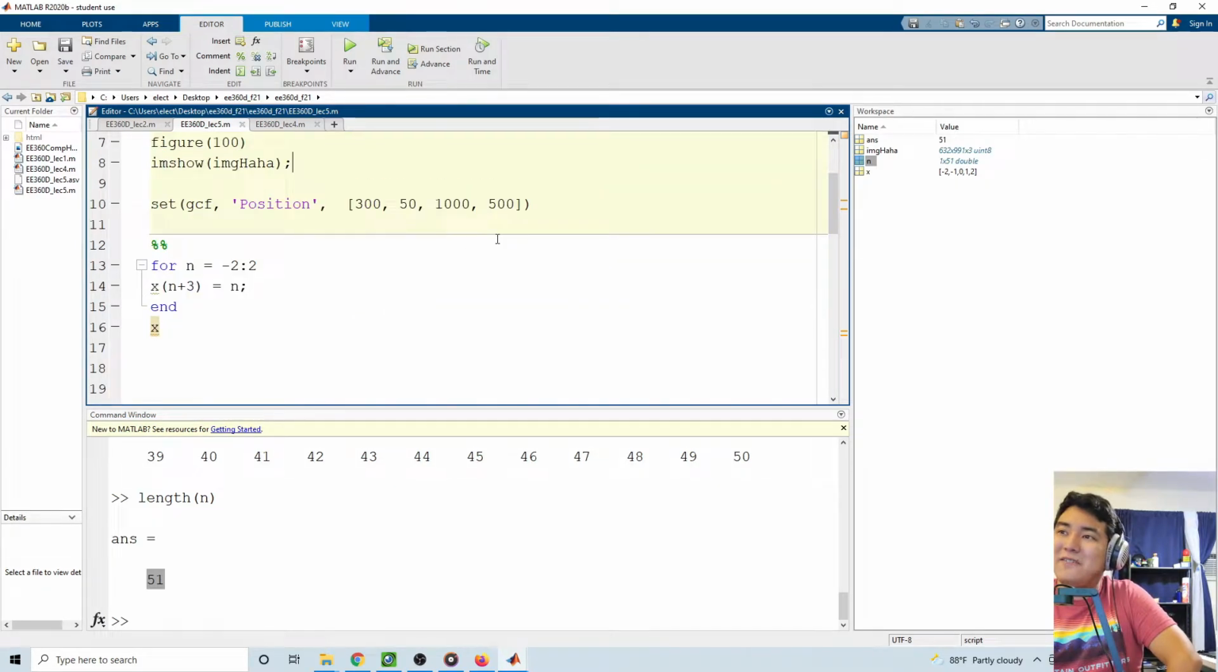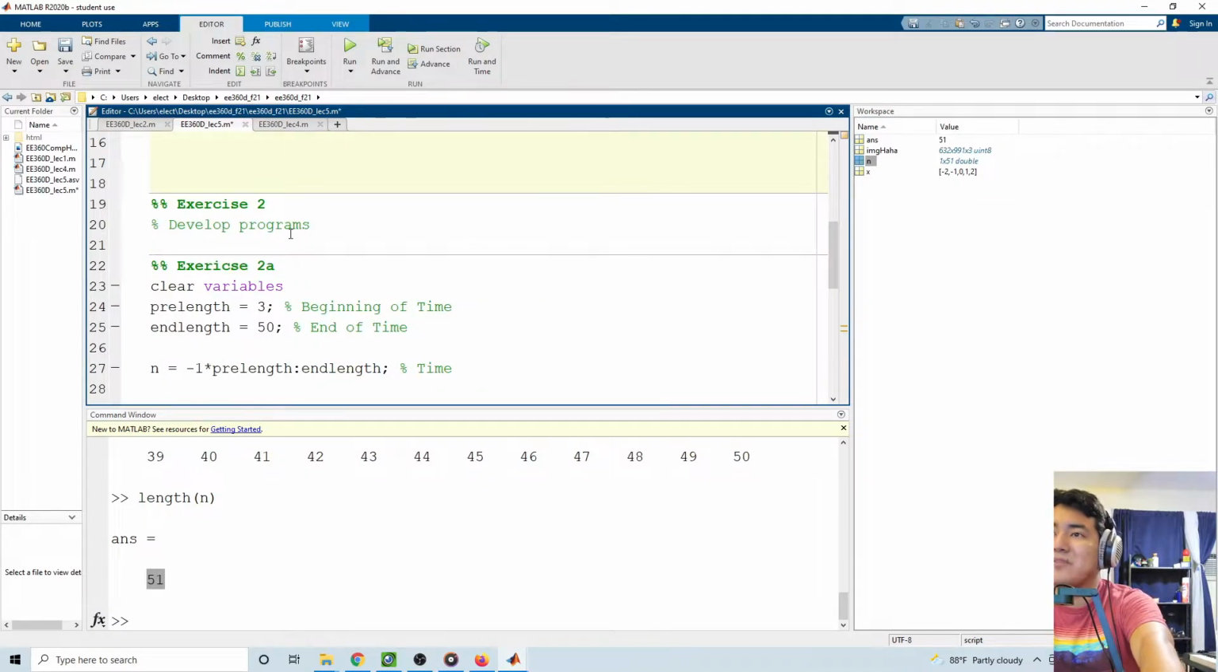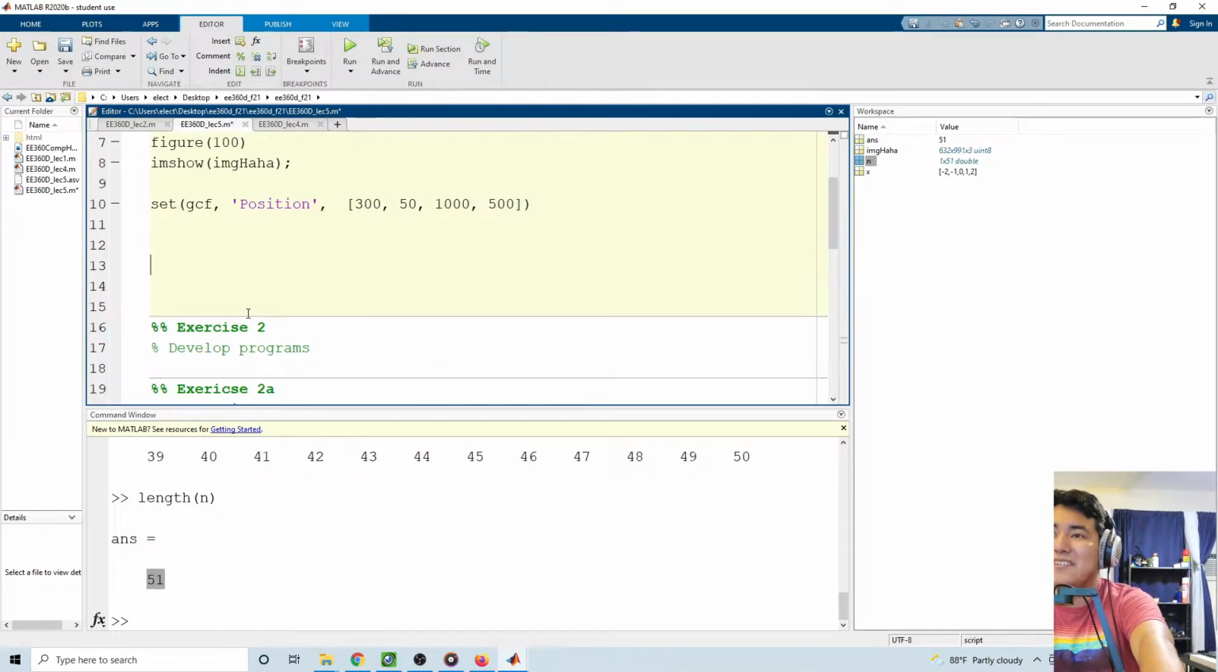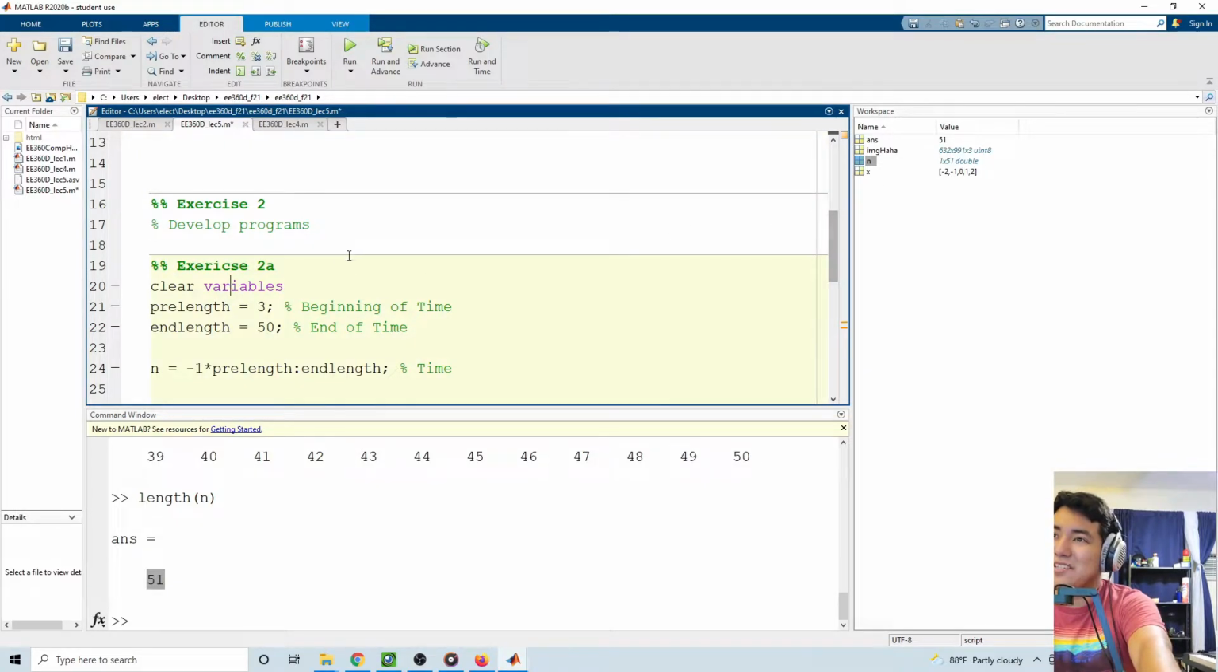You can look at the previous video for the solution to that. I've already written some code down. We're going to develop some programs. First things first, clear variables, because it's nice to have a clean slate. I defined a variable pre-length. This is how many spaces behind n equal to 0. Knowing that we have 3 delays, we have 3 zeros. So I put that there, and then our end length. Just in case Dr. Stewart asks for this and this to change, you can easily do it at the beginning of your code.